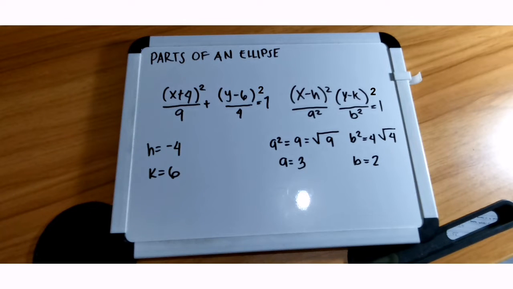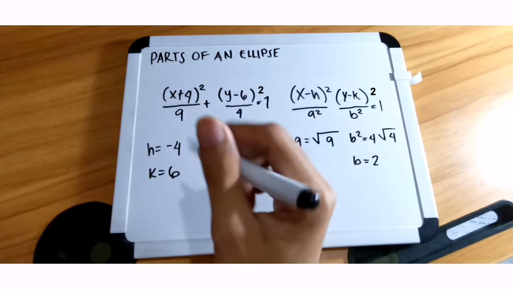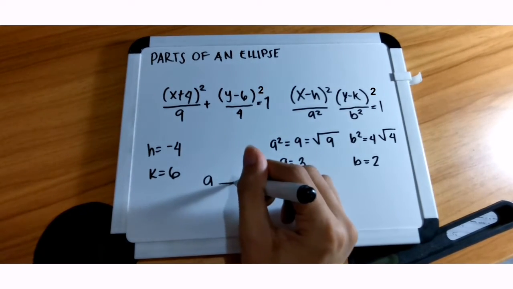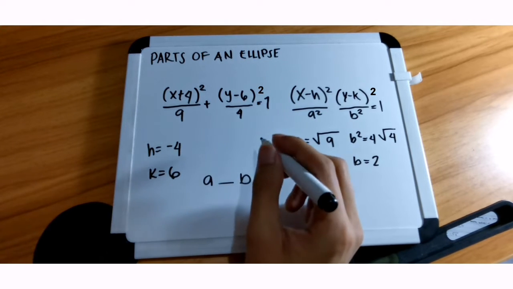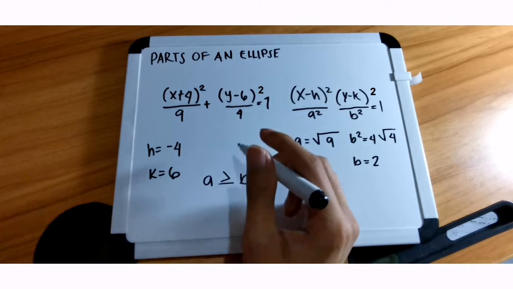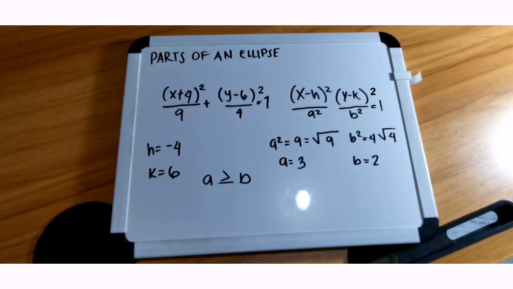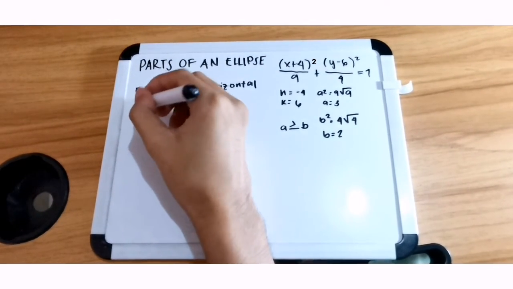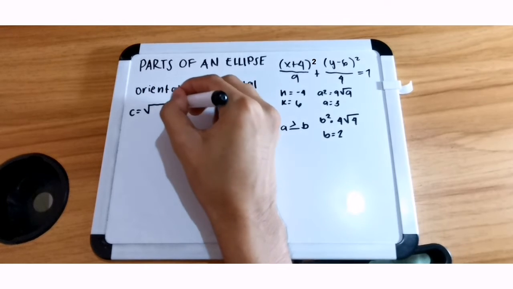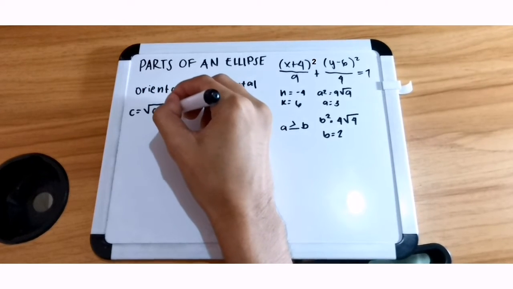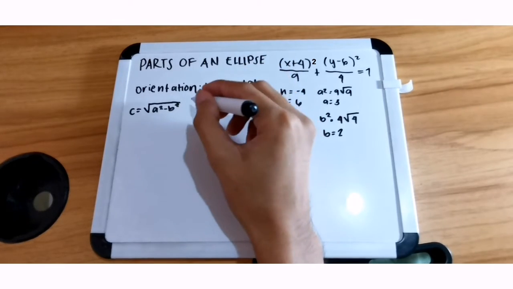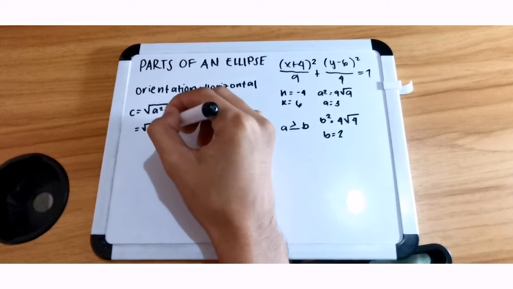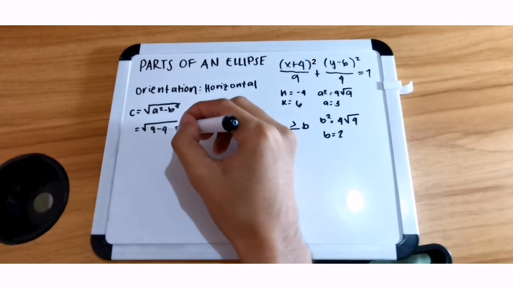Now that all the values are identified, we are going to substitute the values of h, k, a, and b to their respective formulas. Since malaki ang value ng a squared kesa sa b squared, ang gagamitin nating formula is horizontal. So for now, let us solve for the value of c. So we have c is equal to the square root of a squared minus b squared. So 3 squared is equal to 9 and 2 squared is equal to 4. So the square root of 9 minus 4 is equal to square root of 5.